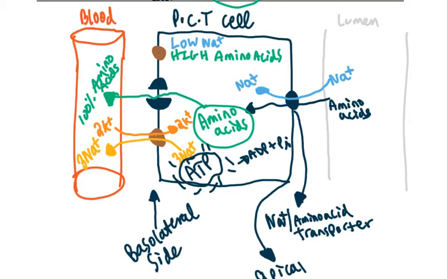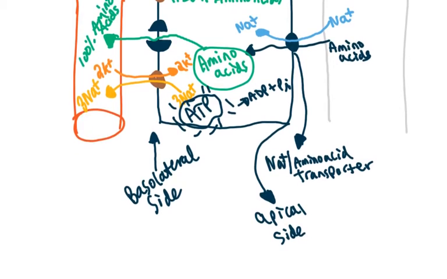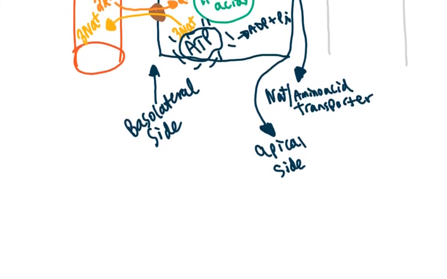So another thing we can talk about is how our proximal convoluted tubule can regulate pH, through the use of carbonic anhydrase, right? Carbonic acid, bicarb, hydrogen cation, CO2, and all that. So let's see that on another page.